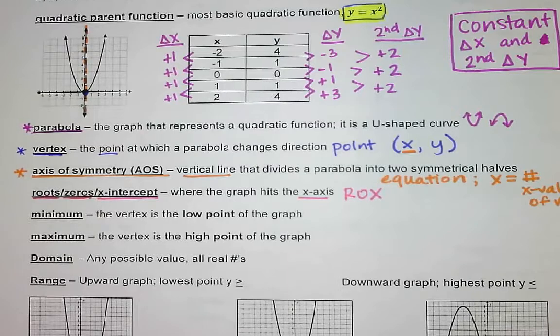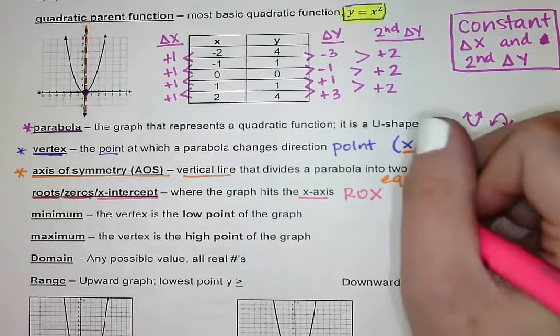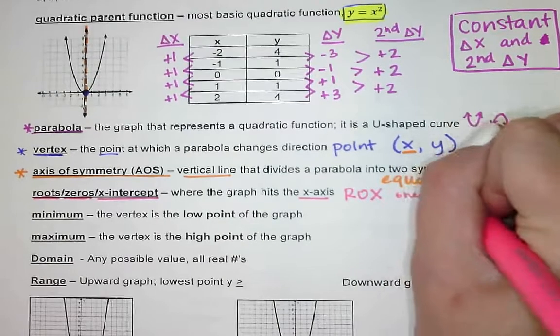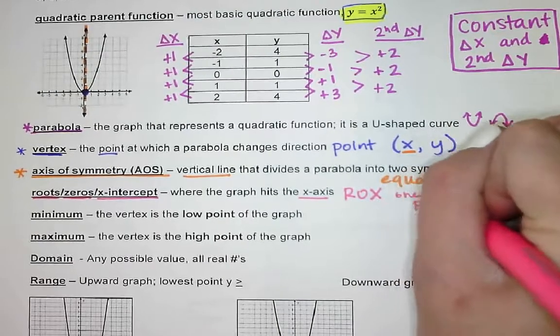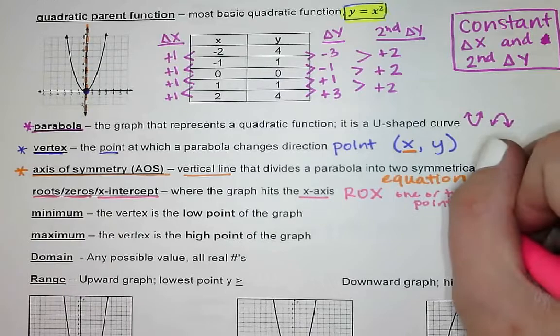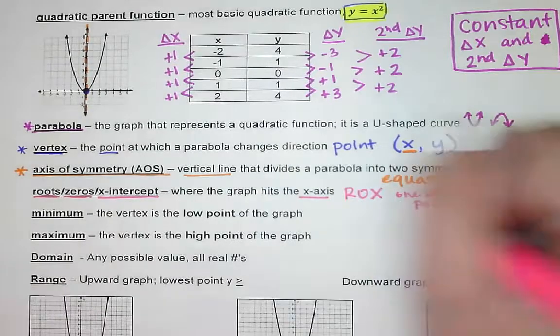Now, that would be our roots, our zeros, and our x-intercepts. And those are written out as 1 or 2 points. All right, guys? That can be written as 1 or 2 points. And it's written as an (x, 0). So I'm going to go and do this, (x, 0).